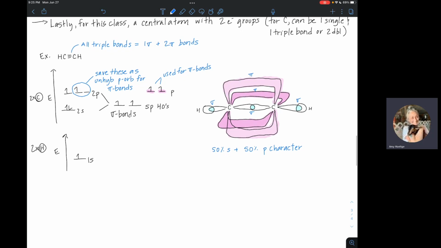What else is going on here? We've got a linear molecular geometry. So theta is 180 degrees. What else is going on here?